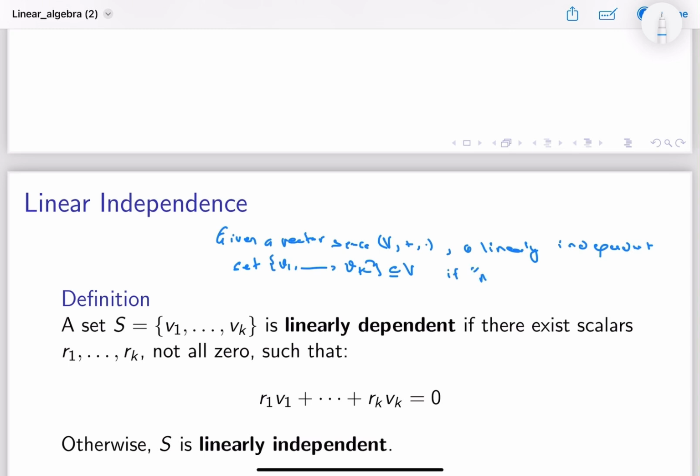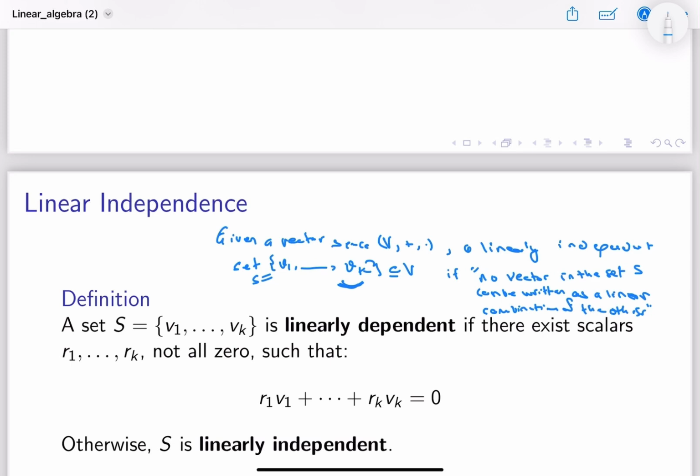quote unquote no vector in the set, let's give this set a name, let's say this is a set S, and the set S can be written as a linear combination of the others. So too many words here. What does that mean? Well, this means that if you take any vector of these, this vector cannot be in the span of the other vectors.